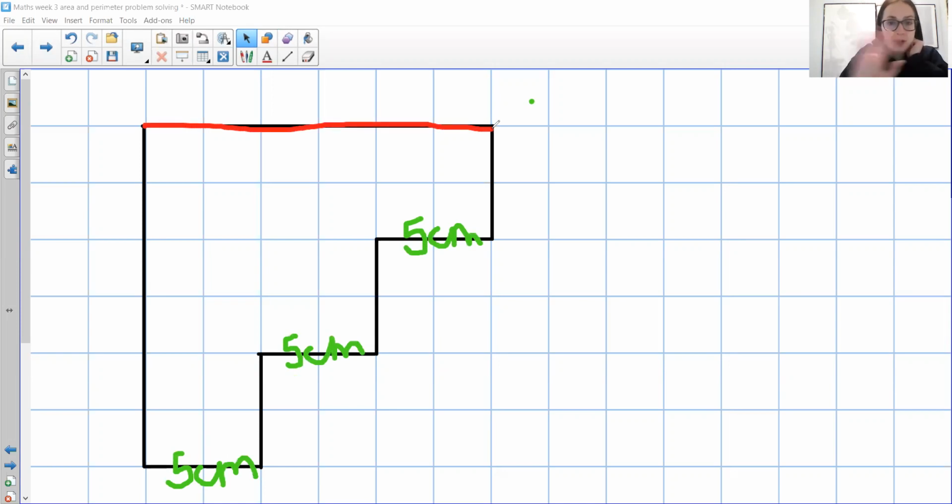So this time, don't worry about the grid. The grid's not right this time. Ignore the grid. Can you work this out using your reasoning, problem-solving skills? Well, hopefully you've told me that this is 15 centimetres, because this length is 5, this length is 5, and this length is 5. So the whole of this length must be 15 centimetres.